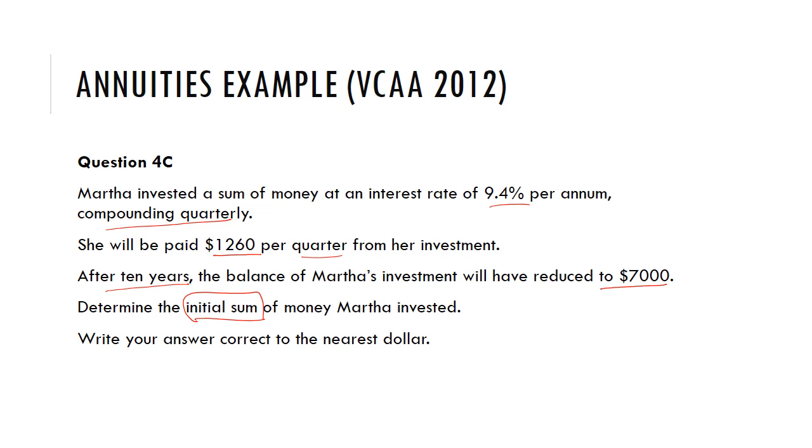So again, we're using the same finance solver, so the same values. Let's note down what we know, and we're going to solve for our principal value. So after 10 years, and it's compounding quarterly, 4 times a year for 10 years, there's going to be 40 payments that have been withdrawn from this account.